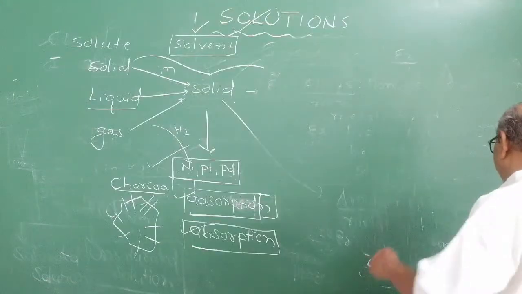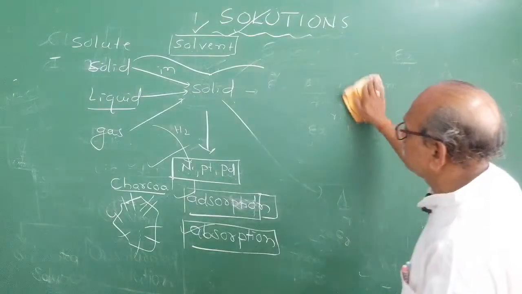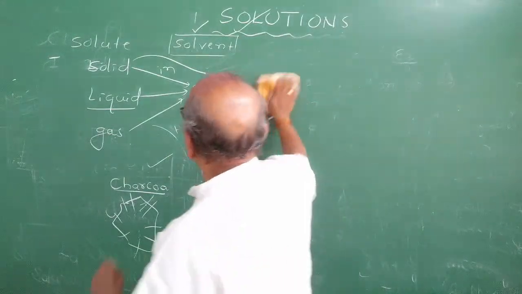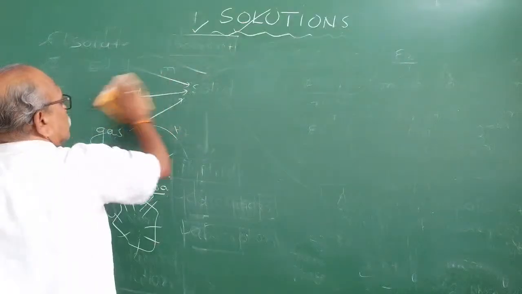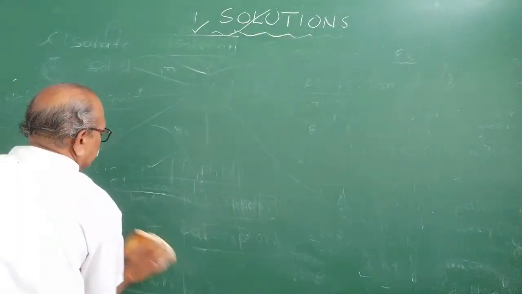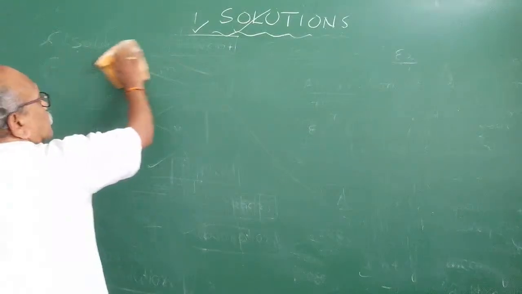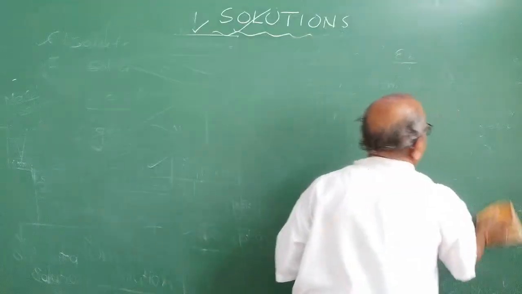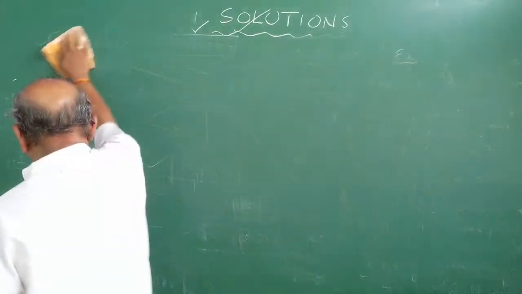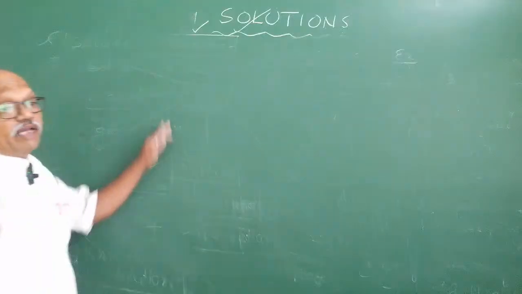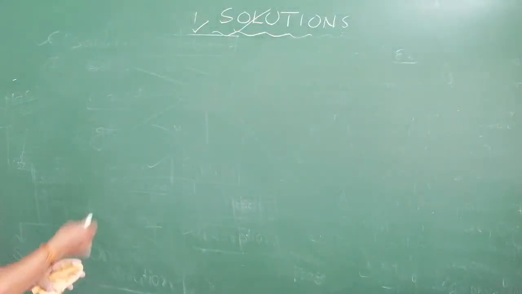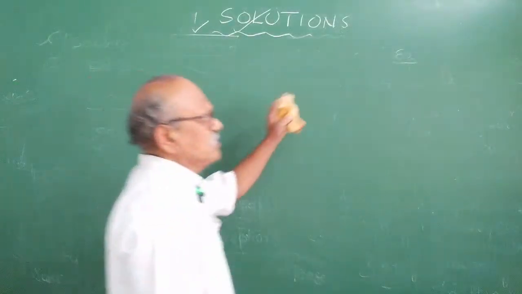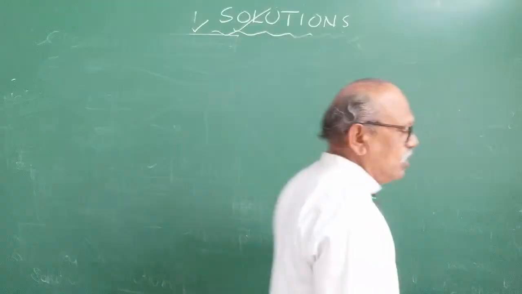Solutions can be classified into types. First one we studied is dilute solution, concentrated solution. Then we studied saturated solution, unsaturated solution. Nine types of solutions depending upon the physical state of the solute and the solvent, and the respective examples we studied. I hope you understood all these things.